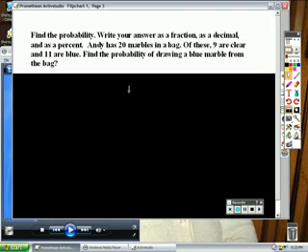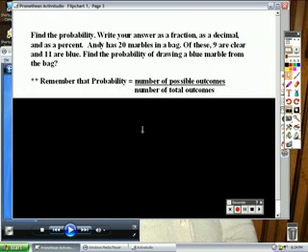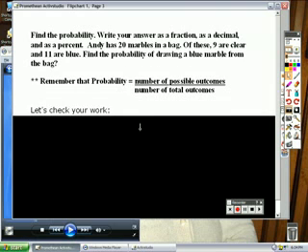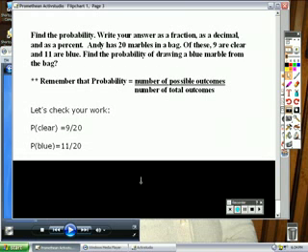By now, you should have written the probability of drawing a blue marble from the bag. Let's check your work. The probability of drawing a clear marble from the bag is 9 over 20. The probability of drawing a blue marble from the bag is 11 over 20.